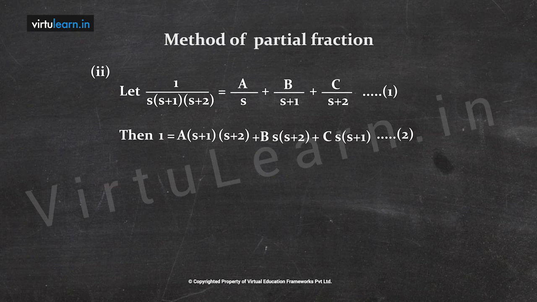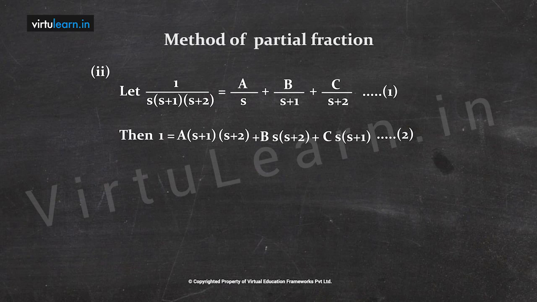According to the LCM rule, A is multiplied by these two factors, (s plus 1) into (s plus 2). Then B by (s plus 1) is there, so except (s plus 1), the remaining factors you have to write here. C by (s plus 2) means except (s plus 2), you write the remaining two factors. This type of concept we have already applied in partial fractions, you know very well.